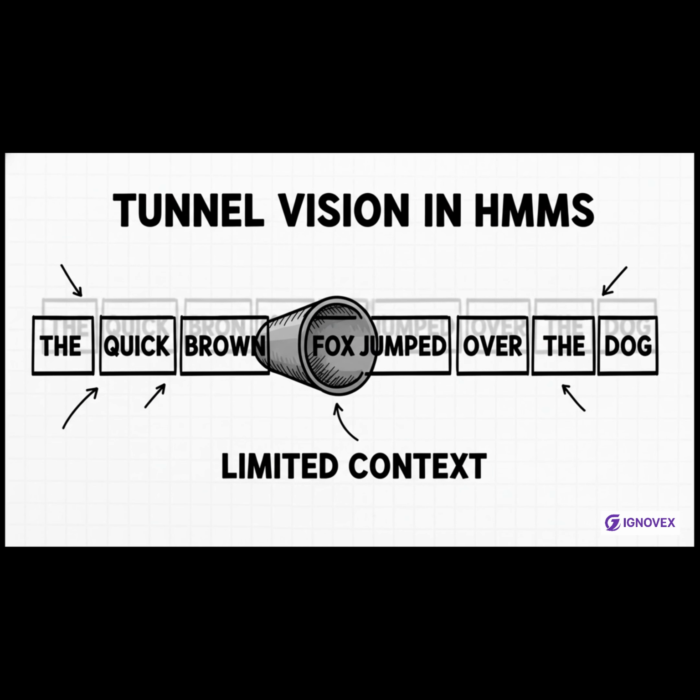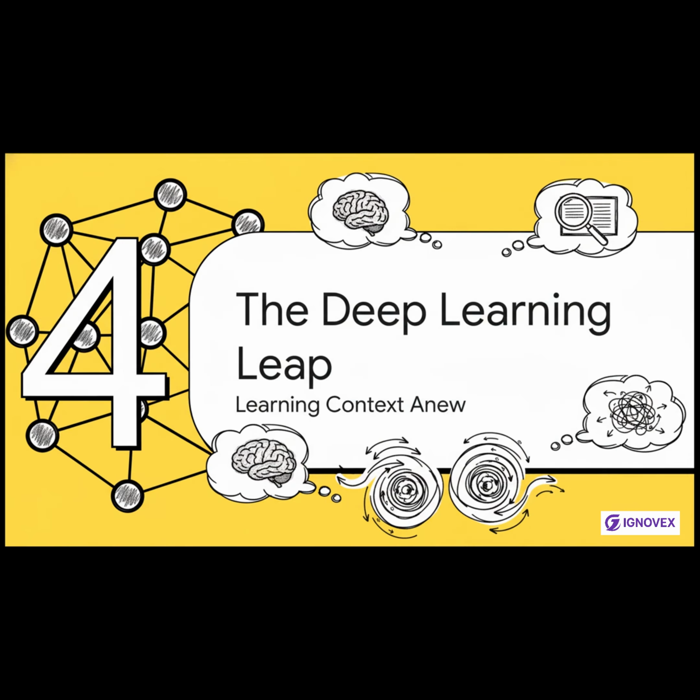They were great, but they really only looked at the word or the tag that came immediately before. They were missing the bigger picture, the wider context of the full sentence. And of course, that very weakness is what set the stage for the next massive leap forward, the age of deep learning. This is when machines finally started to understand context in a much, much deeper way.